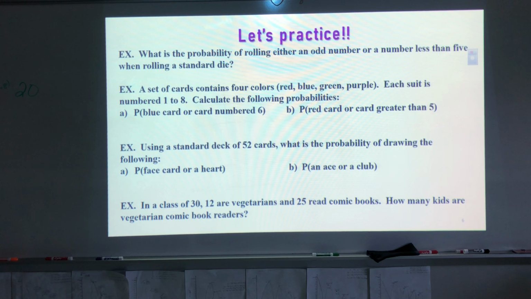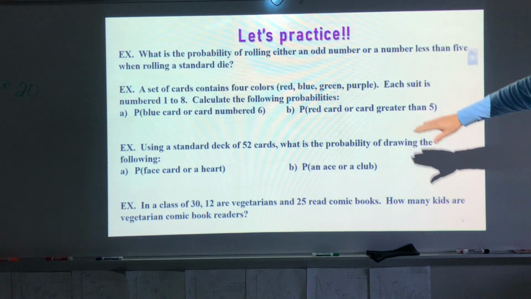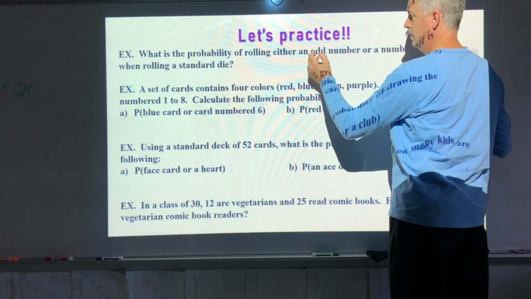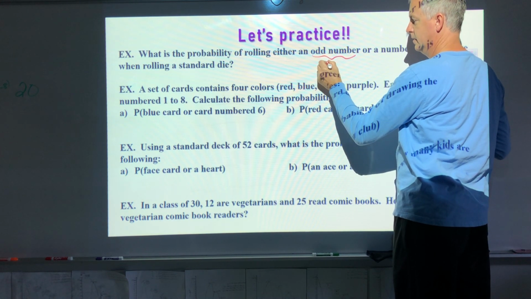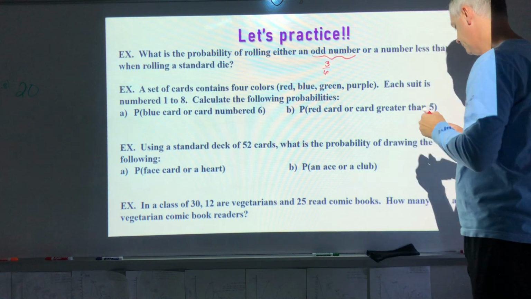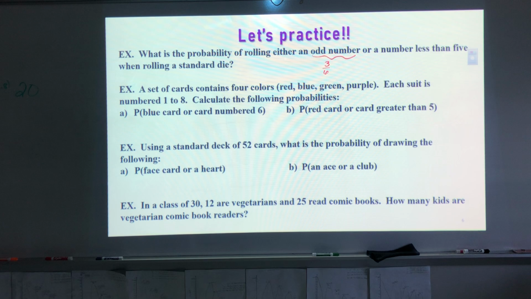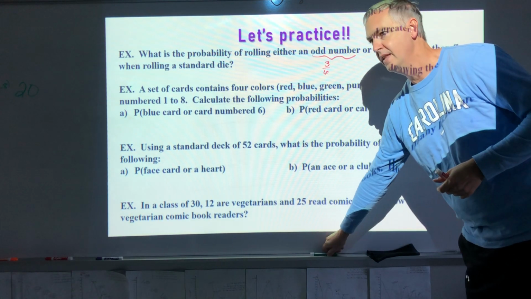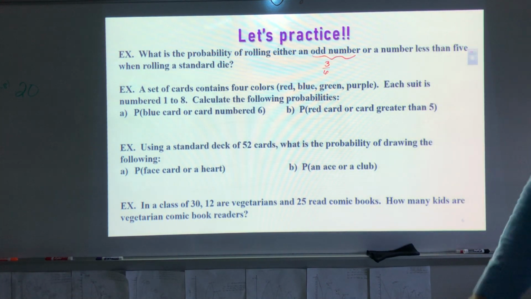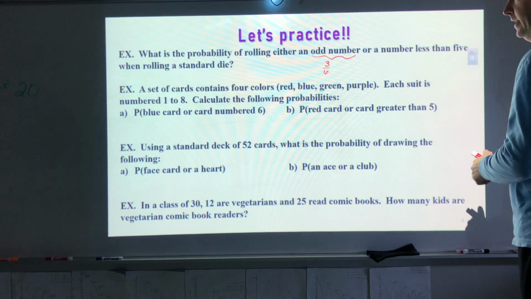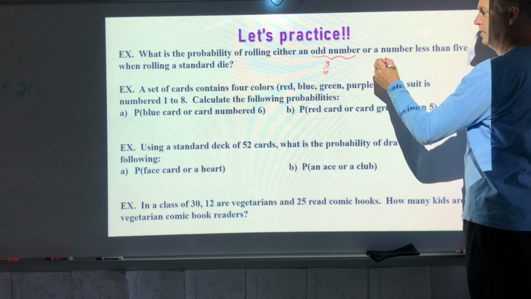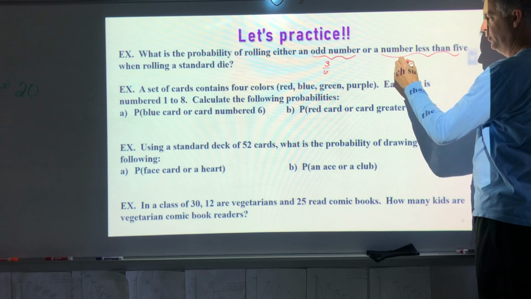What is the probability of either rolling an odd number or a number less than 5 on a standard die? So let's do the first one. What's the chances of rolling an odd number? Odd number, we have a 3/6 chance. Well, the chance of rolling a number less than 5. What are the numbers less than 5 on a die? 4, 3, 2, 1, right? That's 4 numbers. That's 4/6.